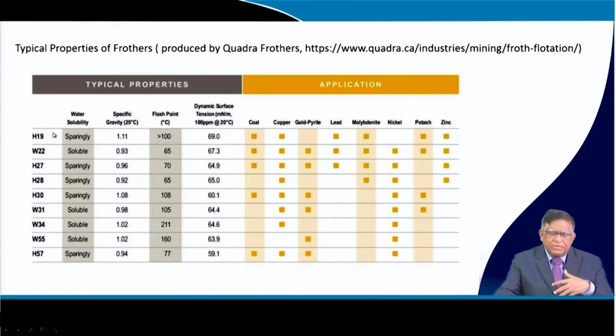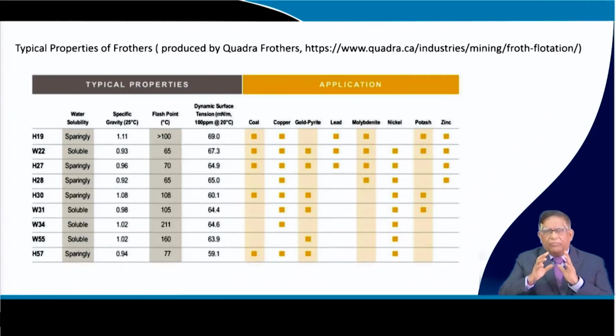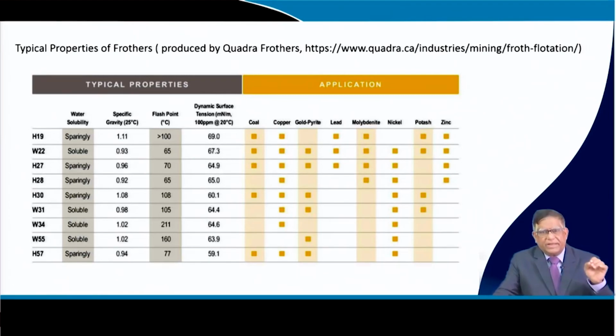There are different companies, like the Quadra company, that have different types of frothers in which water solubility is a property. Some of them are very water soluble, some are sparingly soluble, and then you can see here the water soluble frothers are used in coal, copper or gold pyrites separation, but the sparingly soluble ones can be used in this. So, that is a very basic general selection criterion, but while you are going for a particular case, this is for a particular case only.